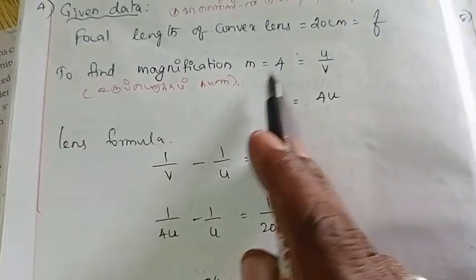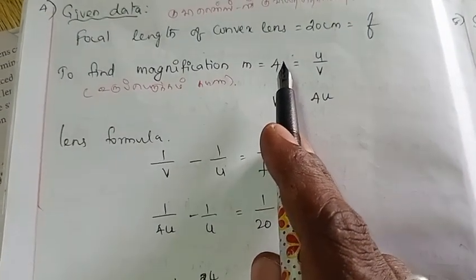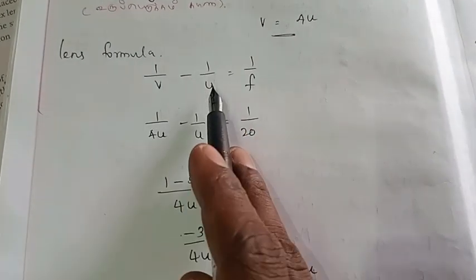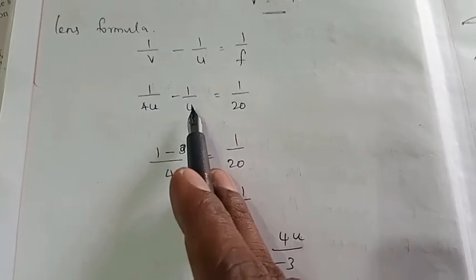To find the magnification, m is equal to 4. They are given. Right. Magnified 4 times. So v by u, that means v is equal to 4u. So the lens formula: 1 by v minus 1 by u is equal to 1 by f. So 1 by 4u minus 1 by u is equal to 1 by 20.